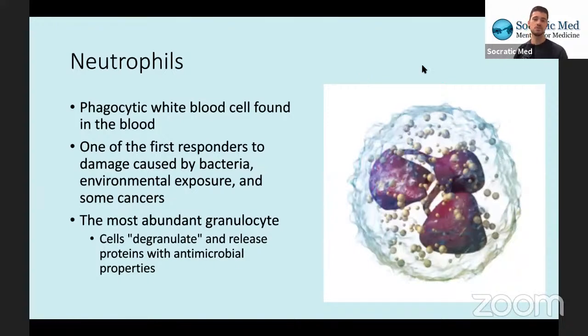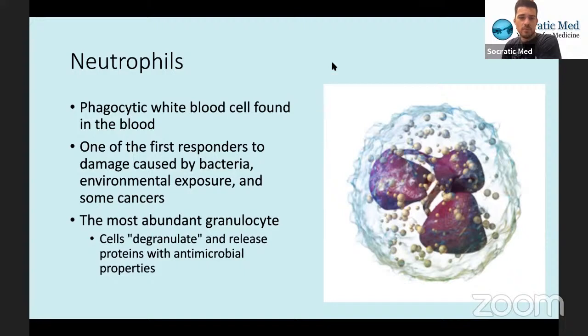So we have neutrophils. Those are also phagocytic white blood cells, but neutrophils are found in the blood. One of the first responders to damage caused by bacteria, environmental exposure, and cancer. So neutrophils are really fast acting. They're usually one of the first ones on site. They're usually responsible for, like, when you get a cut and you see it's healing if it releases pus. A lot of times when there's pus on a wound, someone will say that's a sign that it's healing, which is pretty true, because the pus is actually dead neutrophils. The pus is created by neutrophils that are doing their job and trying to basically decontaminate whatever wound there is.